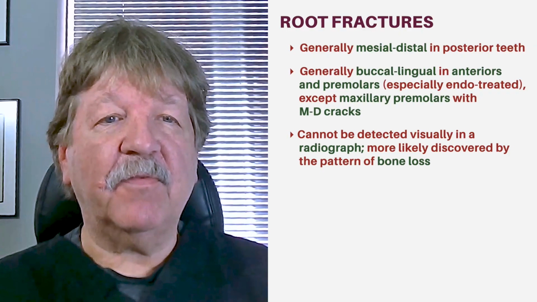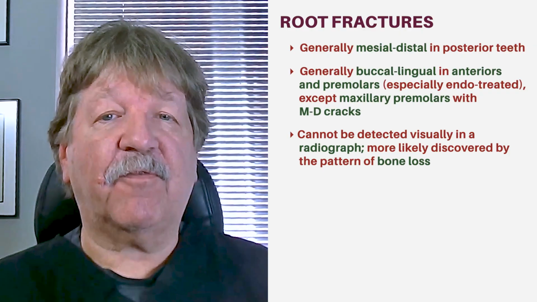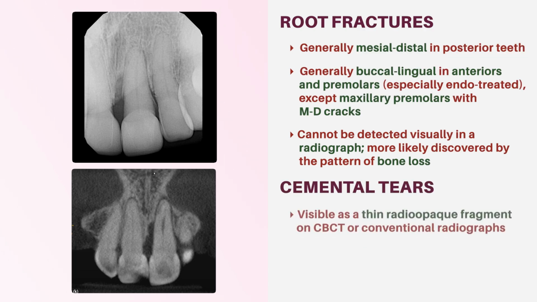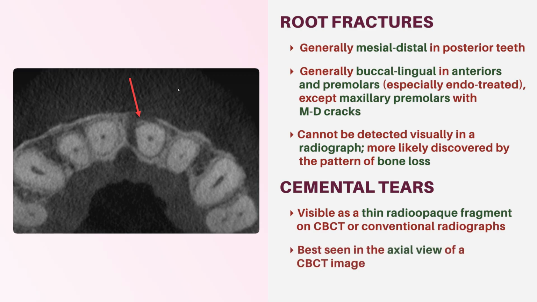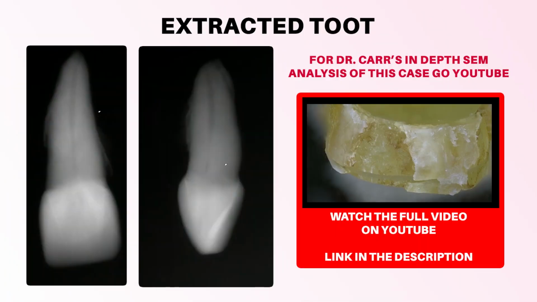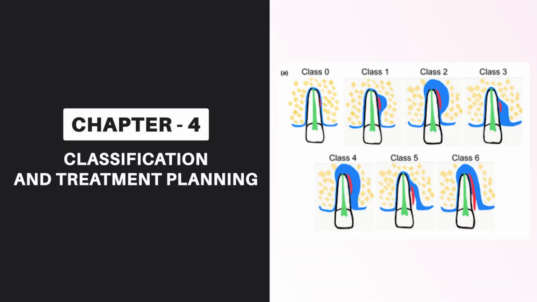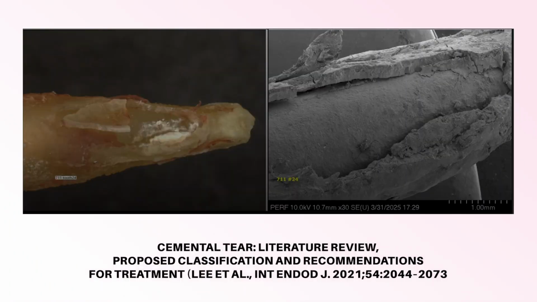They are more likely to be discovered by the pattern of bone loss adjacent to the fractured root surface, whereas cemental tears show up as a thin radiopaque fragment along the root surface that's often visible in conventional and CBCT images. We see these best when we look at the axial view in a CBCT image. Again, special thanks to one of my mentors, Dr. Gary Carr, for these outstanding CBCT images. Clinicians have attempted to classify and stage cemental tears by position, extent of the radiolucent findings, or bone loss. Discussion of these classifications is way beyond the scope of this video, but if you're interested, you can look up the reference that I post at the end of this video.